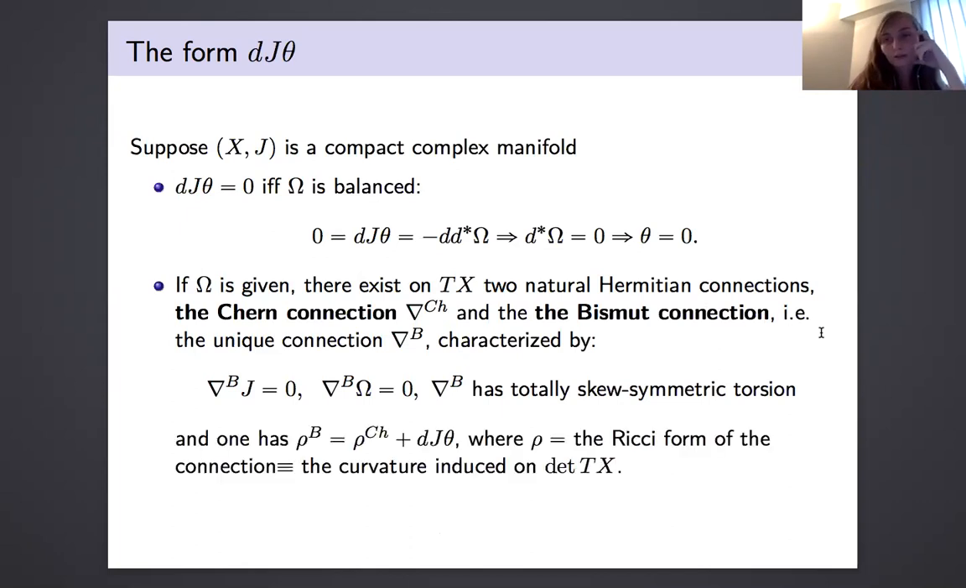So in general, on non-Kähler manifolds, they both induce Hermitian connections on the determinant line bundle, and their curvatures on this line bundle differ precisely by this form dg theta. So in some sense, dg theta represents the curvature defect of not being Kähler on this determinant line bundle. So this is one instance where this form appears.